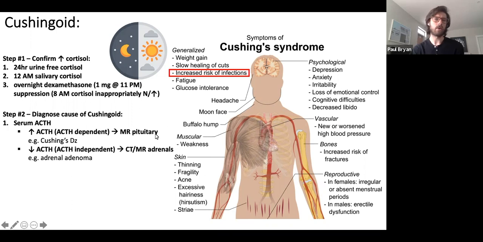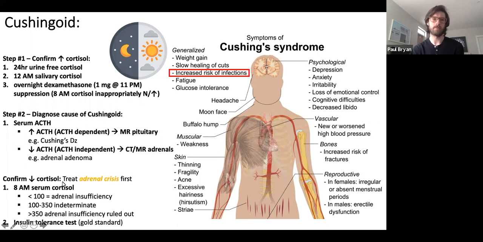Okay, now that we're on the subject of just testing cortisol levels in general, you also want to think about how do you confirm if cortisol is low. So if someone is adrenal insufficient, okay? So first of all, you don't want to wait for a lab test to confirm that someone has low cortisol if it's an emergent adrenal crisis, right? So if they're in shock, and we'll talk about what that can look like in a little bit.